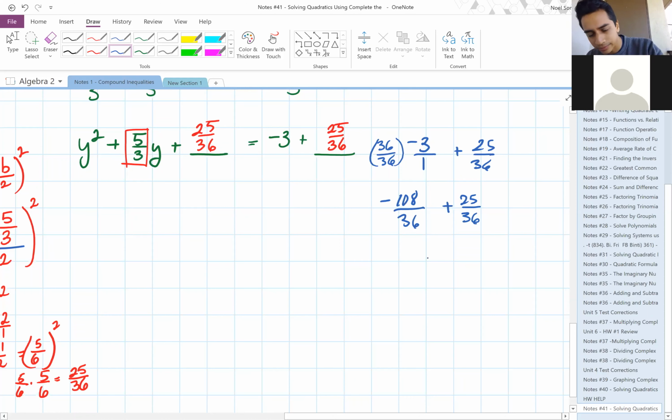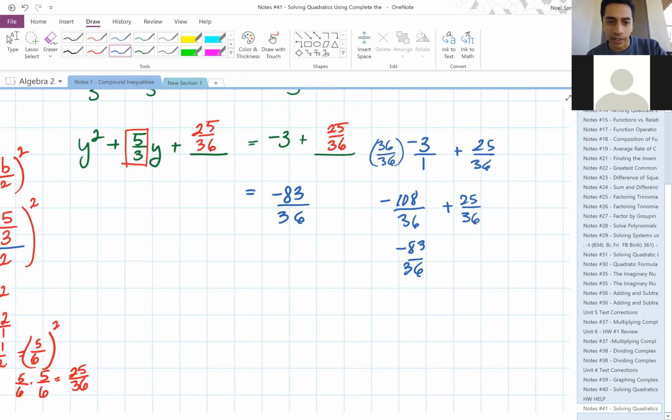Now we clean this up. -108 plus 25, that's still going to be a negative. I believe that's going to be a negative 73. No. 25, 75, 70. No. Let me use my calculator real quick. -83, okay. So -83 over 36 is what we get, that's what it's equal to. Because we have a negative, we should anticipate that later on when we take the square root of that, we're going to end up with an imaginary number.